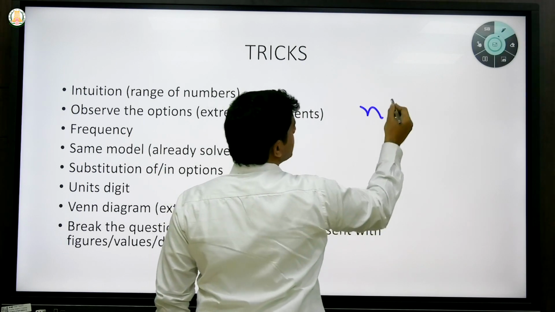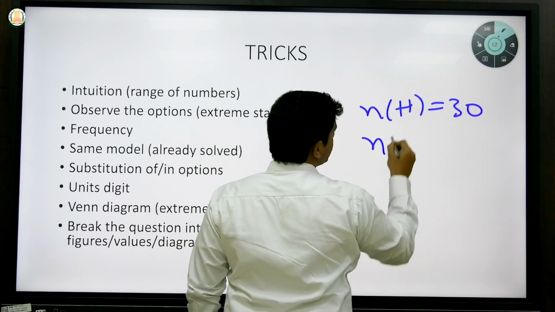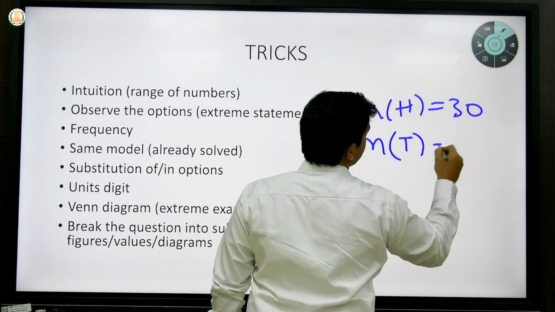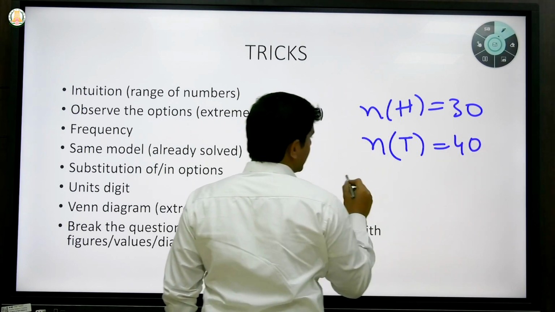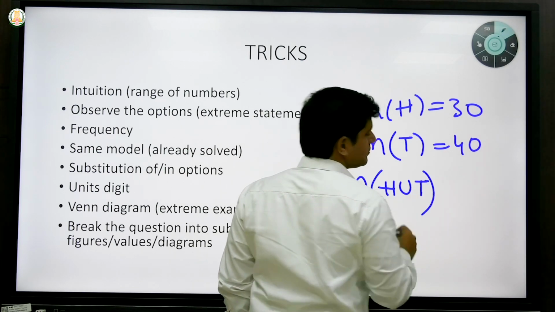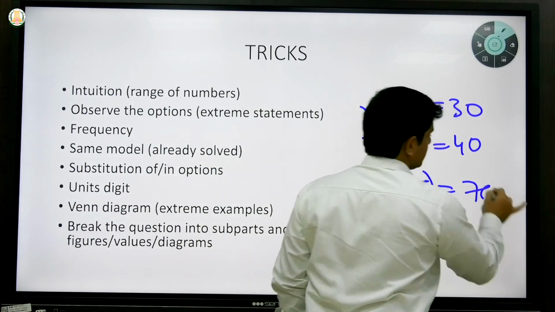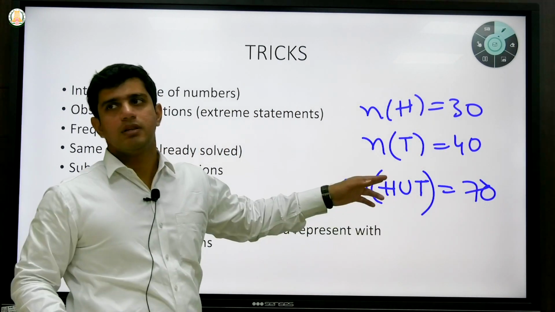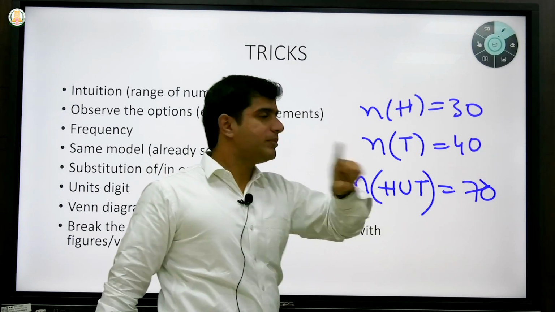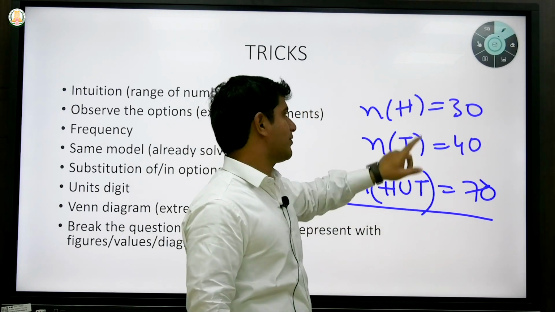They say the number of people speaking Hindi is 30. Okay. And the number of people speaking Tamil is 40. Now, if they ask, tell me the number of people speaking Hindi or Tamil, the immediate response will be 70. Okay, this is wrong, because you should ask me a next question before answering this. How many people are speaking both languages?